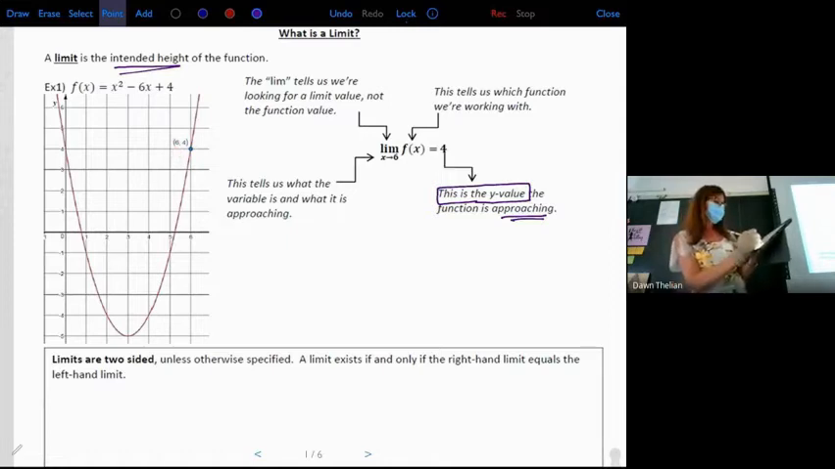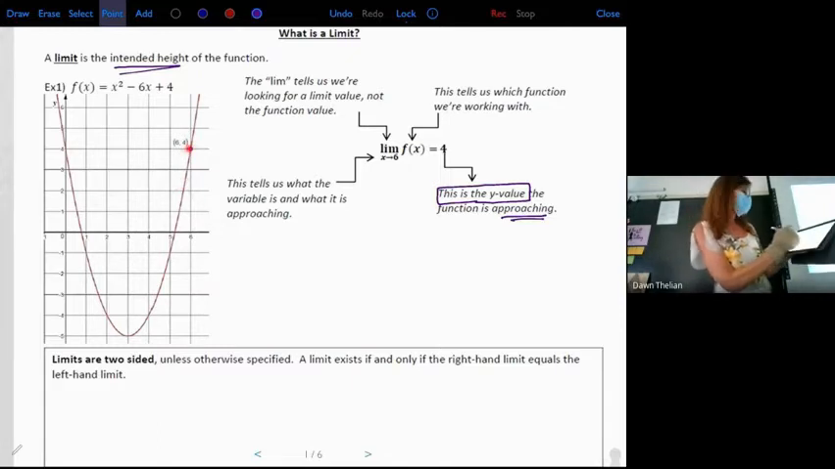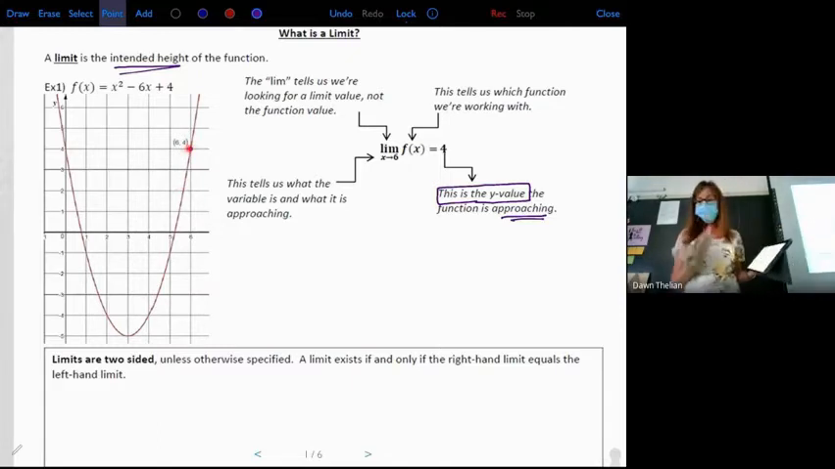We're approaching 6 from the left and the right, so it's that whole vertical line that we're approaching, and we actually get to the y value of 4. There are no issues here because we can actually see the location. Now, the x values are the domain.